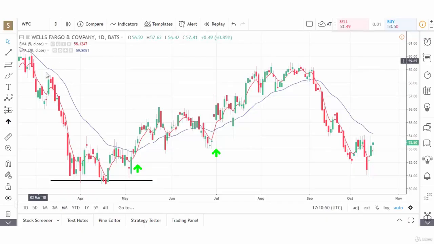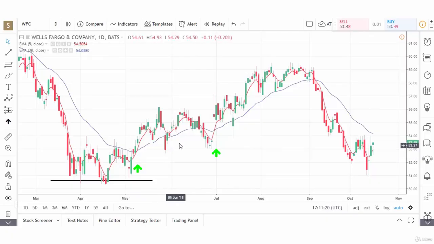Here we have the stock in a downtrend. We have a bottoming price action right here around 51. It bounces off this support level three different times. And then the stock moves above a resistance level here around 53. As the stock moves up, our exponential moving average, our 5-period or 5-day in this case, moves above the 30-day for a buy signal.